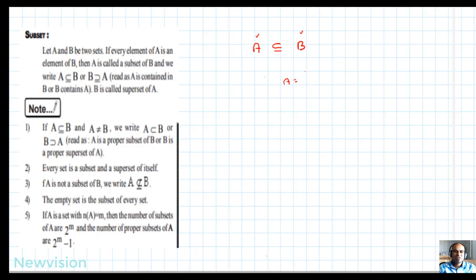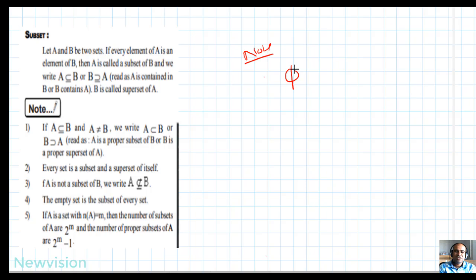For example, A is given as 1, 2. B is given as 1, 2, 3. Generally, you would say that A is a proper subset of B. But while counting how many subsets there are, this proper subset is also treated as a subset only. That is one thing. Important note.